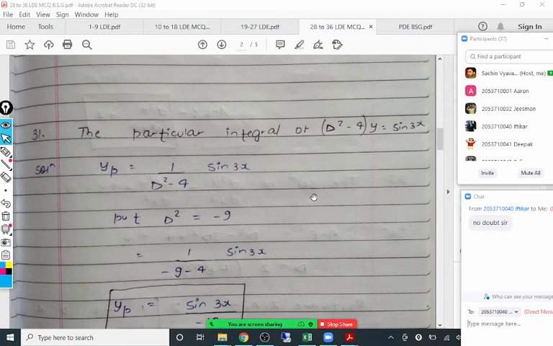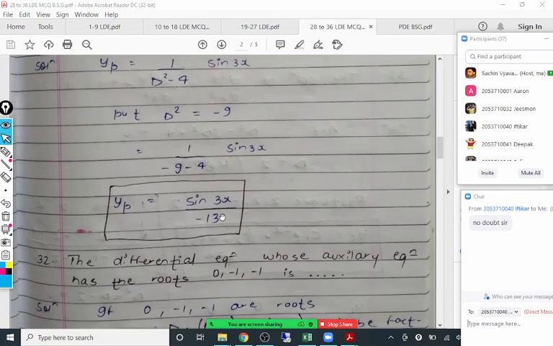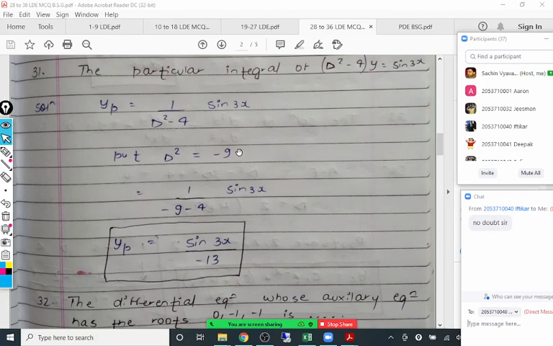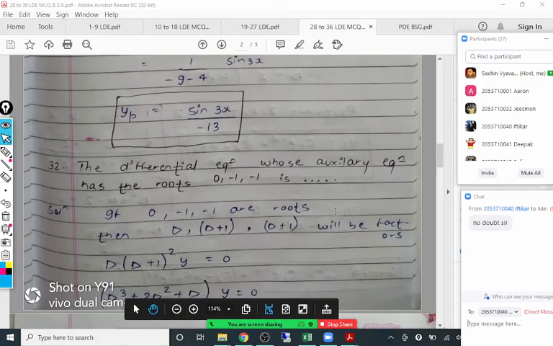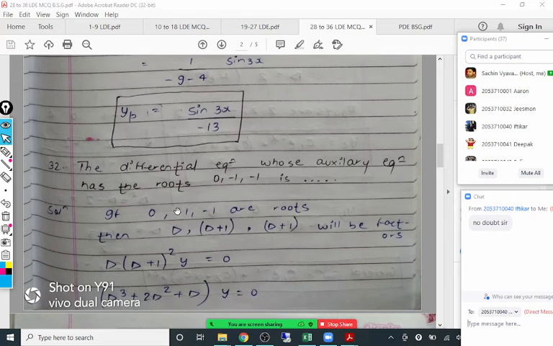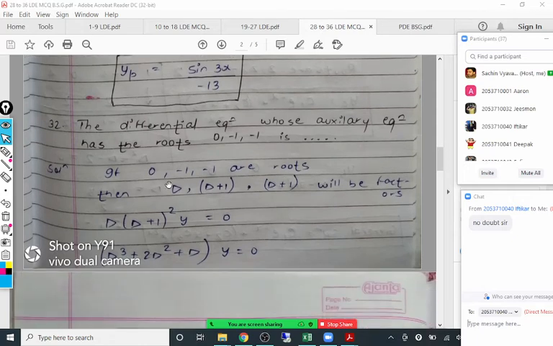31. We want PI for sine 3x. It's one of the simple questions. We just replace D square by minus 9 and get the correct answer. 32. The differential equation whose auxiliary equation has the roots 0, minus 1, 1. Now again, probably he made the same mistake. Let me see. If 0, minus 1 are the roots, then the factors are D plus 1, D plus 1.